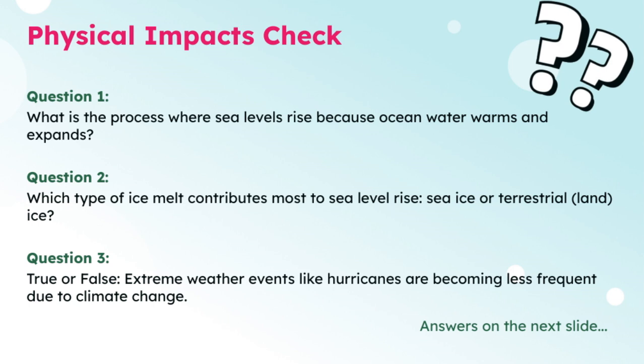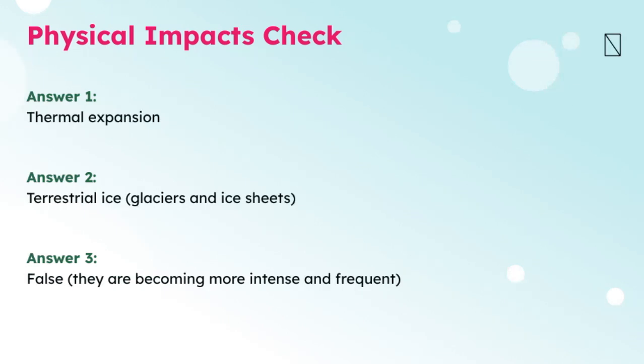Extreme weather events like hurricanes are becoming less frequent due to climate change. Take a moment to think through your answers. Remember, sea ice is already floating in the ocean, while land ice adds new water to the ocean when it melts. Let's go through the answers.